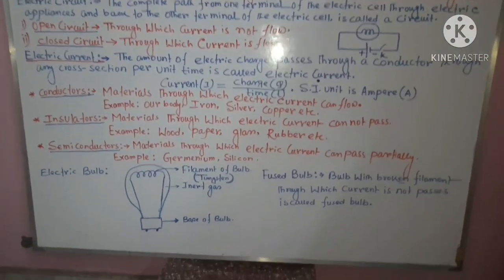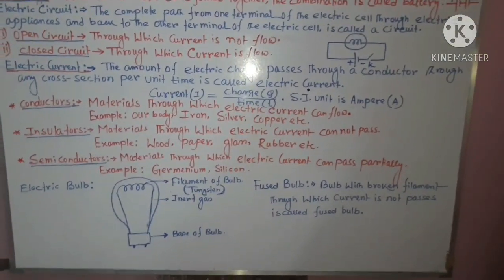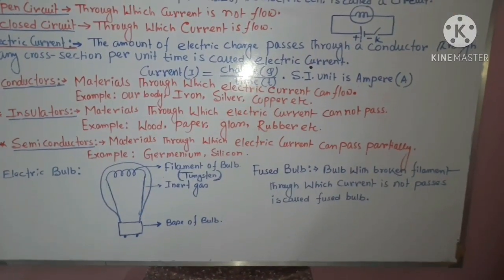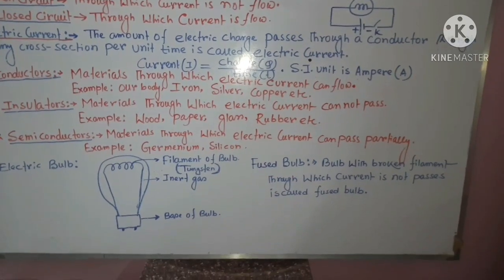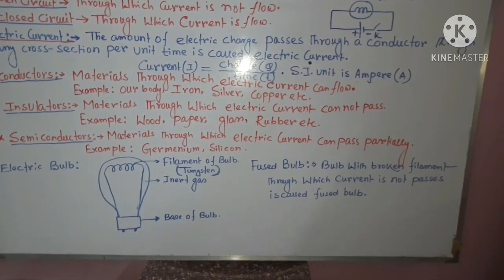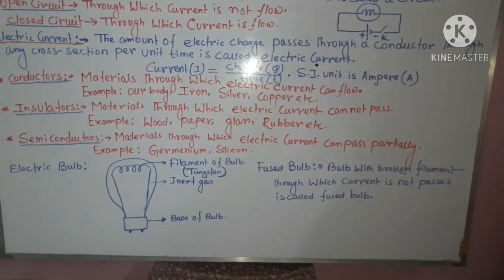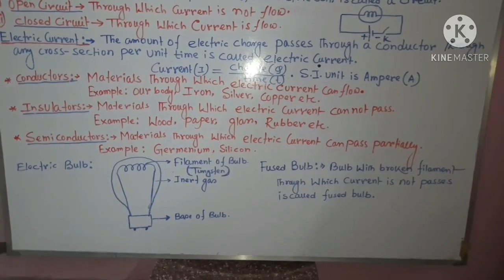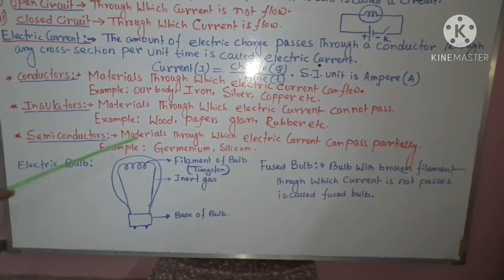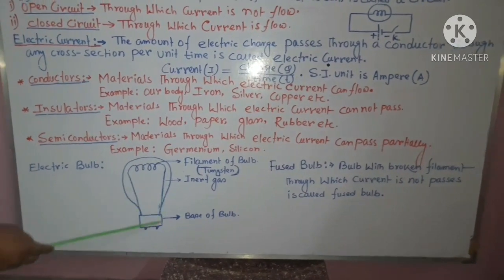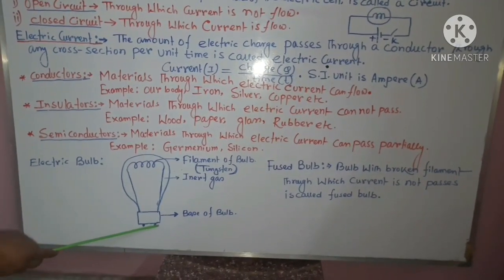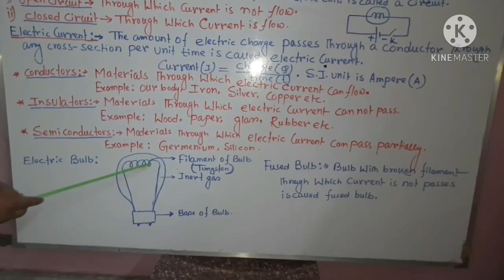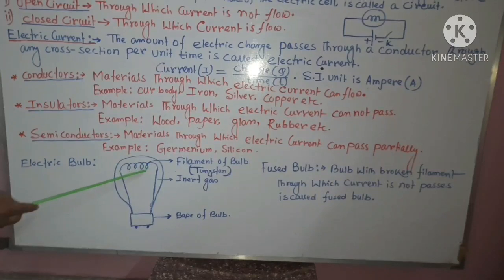What do you mean by inert gas? These are the gases which do not take part in any chemical reaction. Examples of inert gases are helium, neon, argon, krypton, xenon, radon, etc. Now whenever you connect this bulb with the source of electricity via these two points, the current goes to the filament, the filament heats up, and the bulb gives us light.